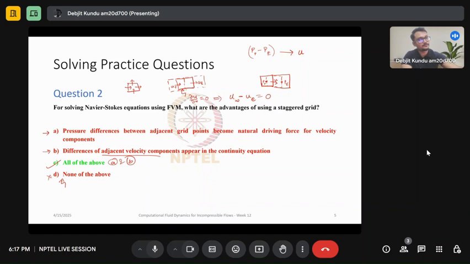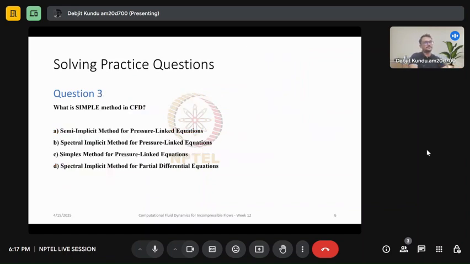Right. So moving on to question number 3, asking us what is SIMPLE in CFD? The SIMPLE method in CFD. Is it option A, semi-implicit method for pressure-linked equations? Is it B, spectral implicit method for pressure-linked equations? Option C, simplex method for pressure-linked equations? Or is it option D, spectral implicit method for partial differential equations?